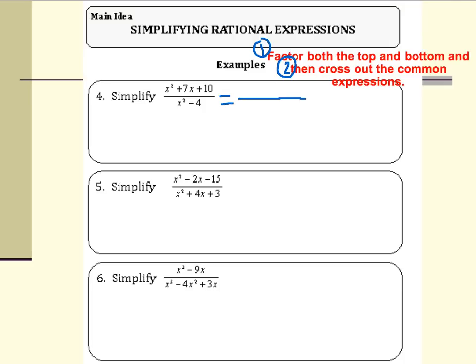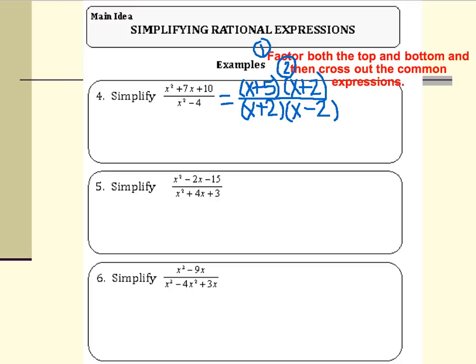If I factor this, you've got to think, what can you multiply together that multiplies to give you 10 that adds up to 7? Well, positive 5 and positive 2. So this is x plus 5 times x plus 2. In my bottom, this is a perfect square, this is a perfect square, and they're separated by a minus sign. So this is the difference of two squares. So this is going to factor out into x's in both the first spots, because the square root of x squared is x, 1 plus and 1 minus, and the square root of 4 is 2. So I've got a 2 and a 2.